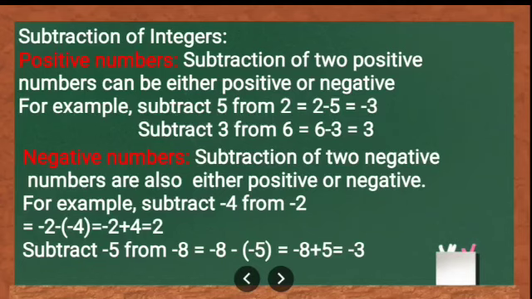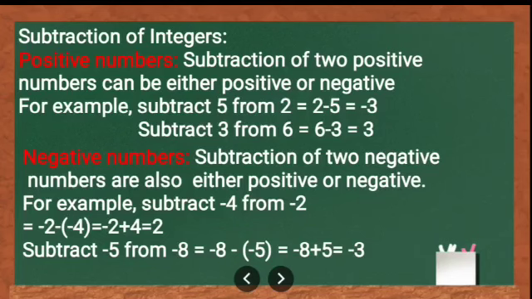So for example, I'm taking subtract 5 from 2. Both the numbers are positive, so I'm taking 2 minus 5. Here 2 is positive and 5 comes after the negative sign, so it's minus 5. If both the signs are different, what is the rule we followed in addition? Yes, you have to subtract and put the sign of the largest number. So 2 minus 5 gives 3, and the largest number is 5 and its sign is negative. So minus 3 is the answer.